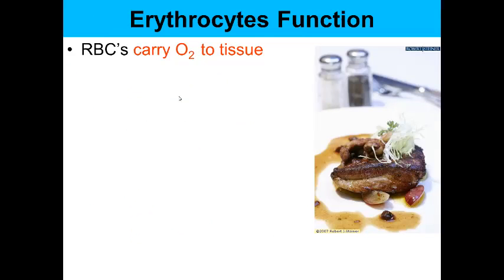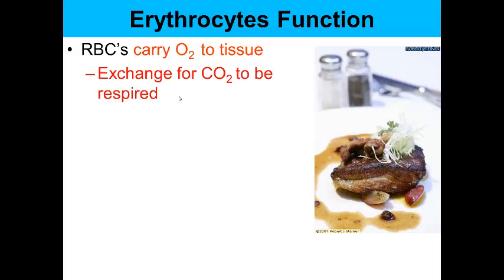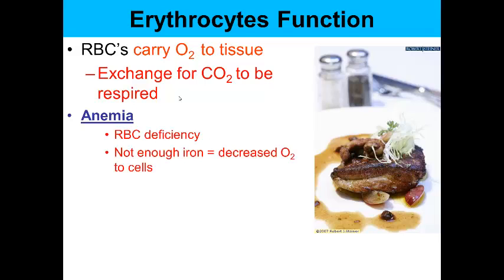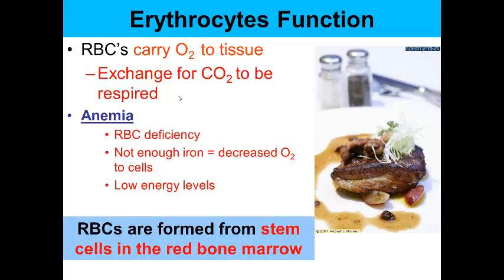Erythrocytes, what is their function? Red blood cells carry oxygen to tissues. They exchange carbon dioxide to be released from the lungs. When somebody is anemic, that means that they have a red blood cell deficiency. That means that there's not enough iron in their blood, and they have decreased oxygen transport to cells, which would result in low energy levels.